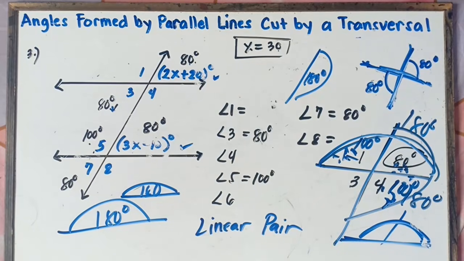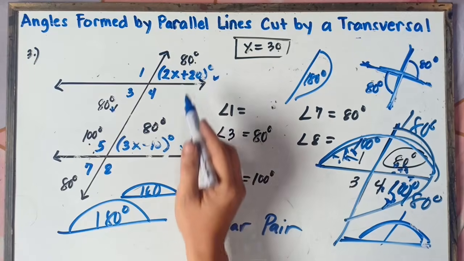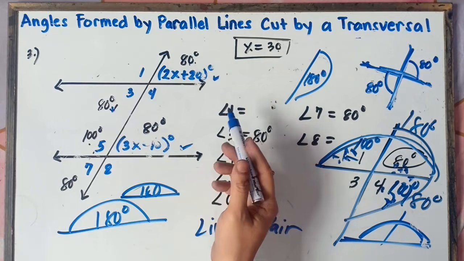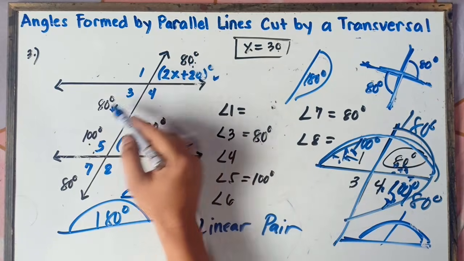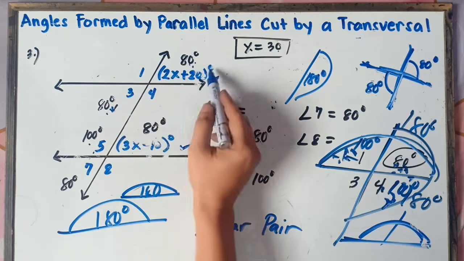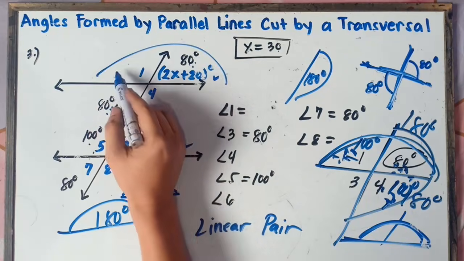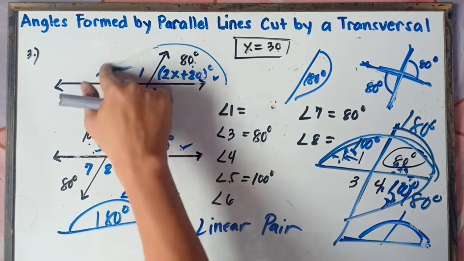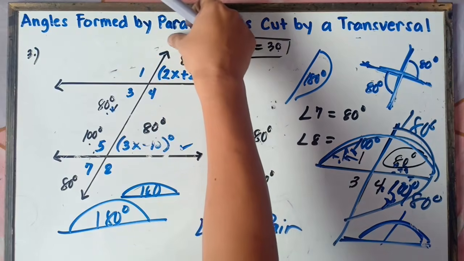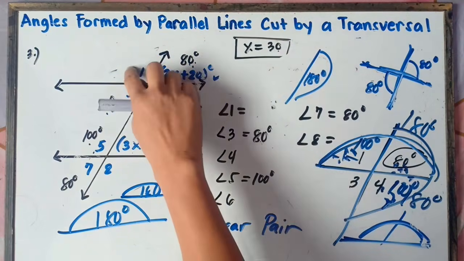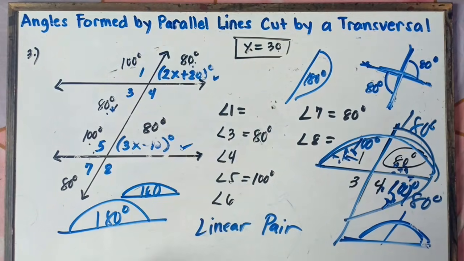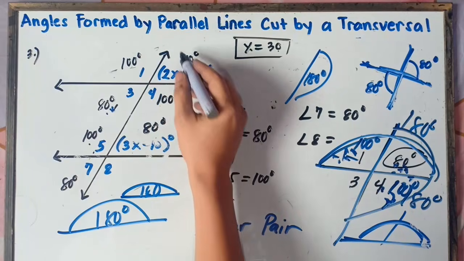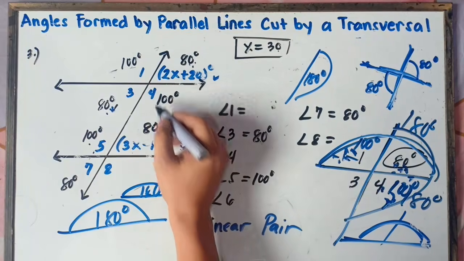Once again, I hope you're not confused with this one, class. For me, if I have this given 80 degrees, automatic, I will recall vertical angles and then linear pair. 80 degrees. Angle 1 should be 100 because straight line, straight angle, that would be 100 degrees. So this is 100 degrees. This is 100 degrees, automatic. So therefore, this is also 100 degrees. Straight line, 100 degrees. Vertical angles, 100 degrees.